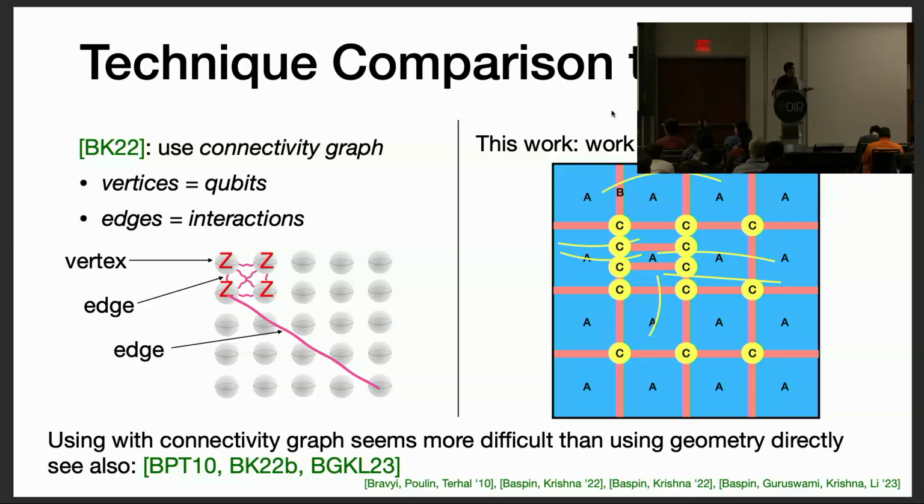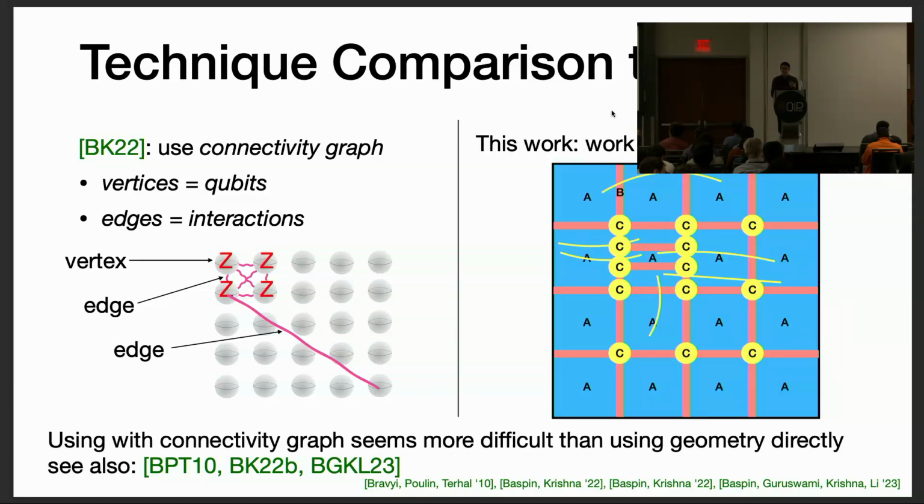So Baspin and Krishna use this very nice idea called the connectivity graph. And you can probably guess what this graph is. This is a graph associated with a quantum code where the vertices are the qubits and the edges are the interactions. So what they do is they take this problem about bounding non-locality in quantum codes, translate it to something about the connectivity graph, use some graph theory results, and then translate it back into some result about how much non-locality you need.